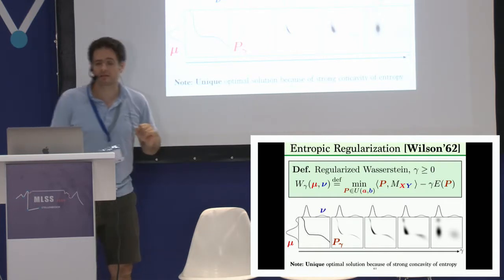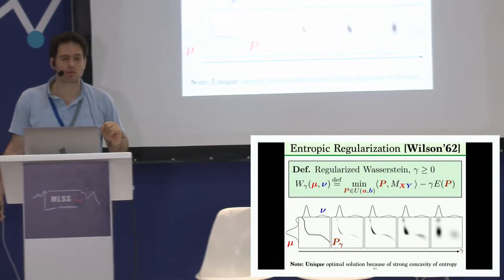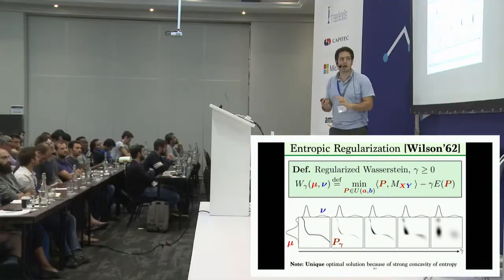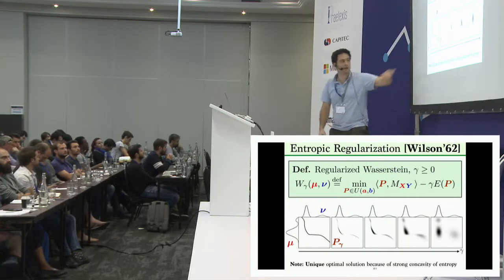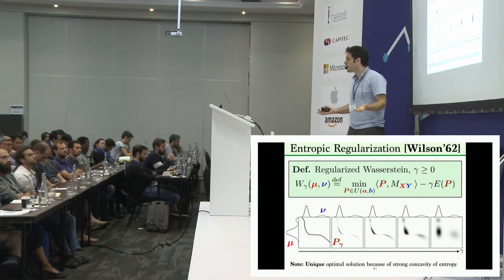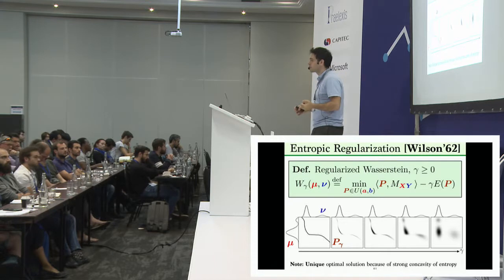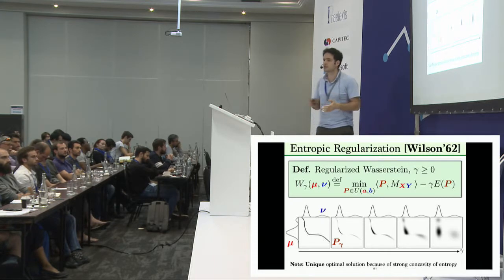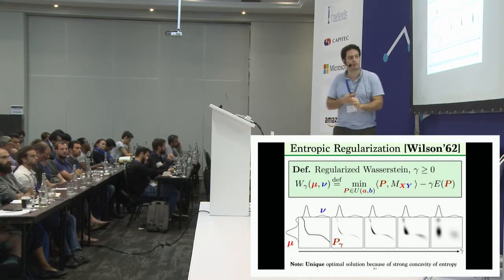Is that a surprise? That you get a sparse solution? No. When you do linear programming, if you have 10,000 variables and you only have 100 plus 100 constraints, which are the marginal constraints, then you will get a solution that only has up to the number of constraints non-zero values. That's a fundamental linear programming result.